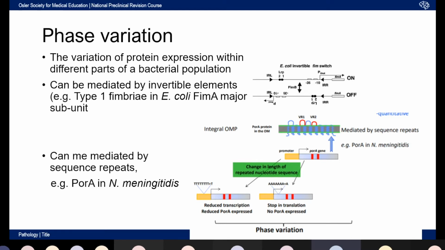And then another way of mediating this can be by sequence repeats. So for example, PorA in N. meningitidis: changing the length of the repeated nucleotide sequence can determine whether there is reduced transcription, reducing the amount of PorA expressed, or a complete stop in the translation.